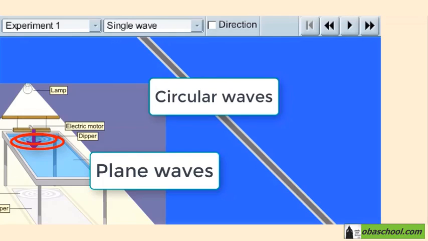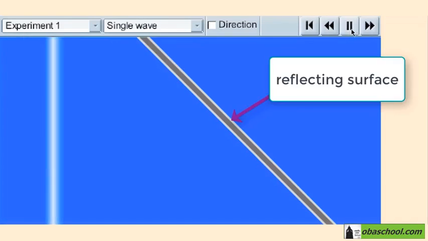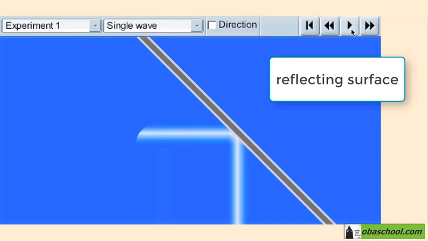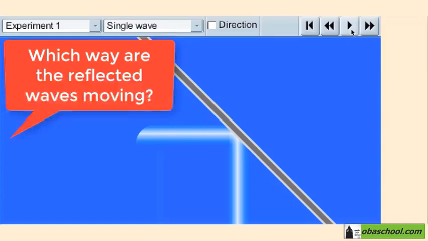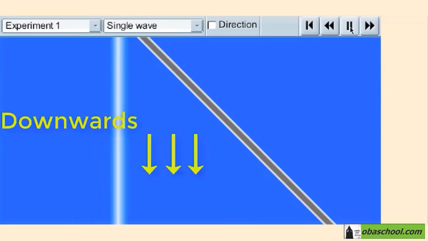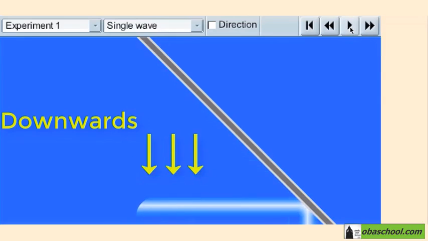Let us see what happens when the wave crests move and strike a reflecting surface that has been placed in water, such as in this case a metal strip. Think for a second. Which way are the reflected waves moving? Yes, the answer is downwards across the original wave.